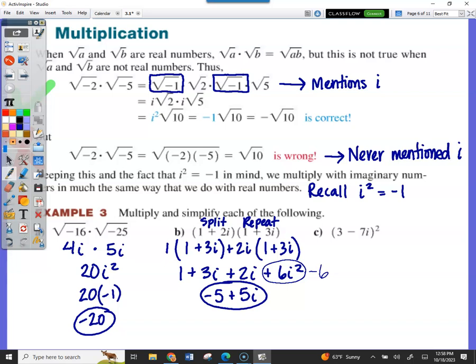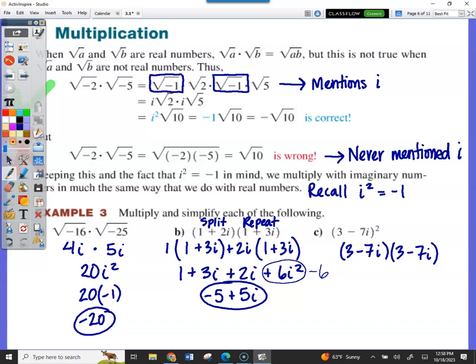Let's look at the next one. Please don't write 9 plus 49i squared. There's a middle term there. This means take the binomial and square it, which means write it twice, which means it's the same format as what we just did. There's a middle term.